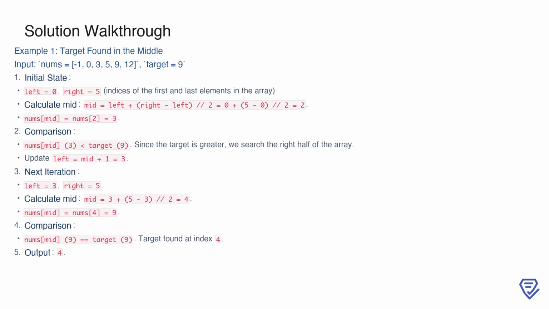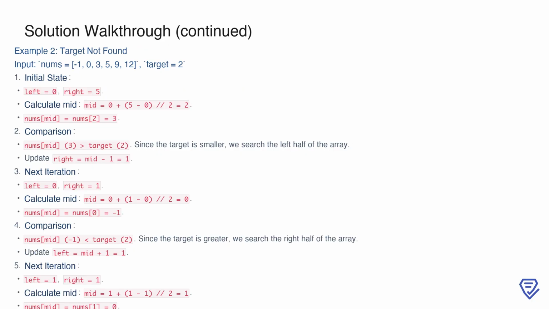The value at this index is nums[2] equals 3. Comparing this with the target, we see that 3 < 9, meaning the target must be in the right half of the array. To focus on this half, we update left to mid plus 1, which is 3. In the next iteration, with left equals 3 and right equals 5, we calculate a new mid as 4. The value at nums[4] is 9, which matches the target. Therefore, the target is found at index 4, and we return 4 as the output.